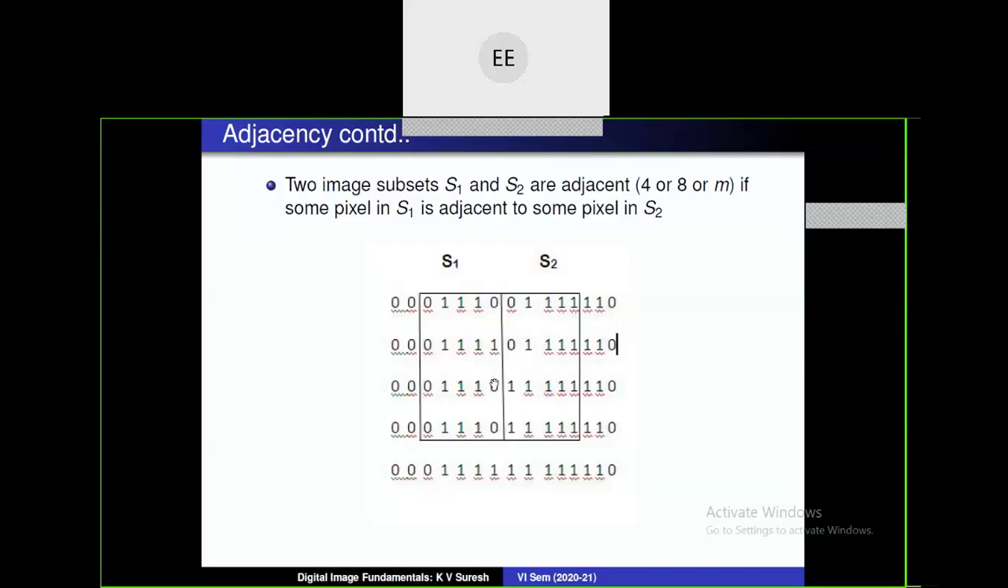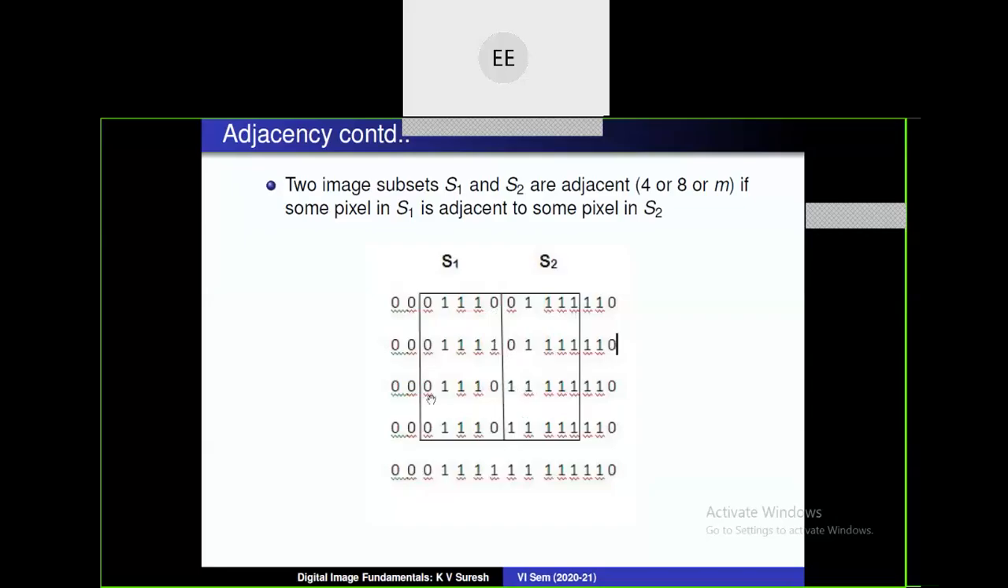I hope the point is clear because there is no pixel from the subset S1 which has a 4 connectivity with the pixels of subset S2. That is why they are not 4 connected, but they are 8 connected. Carefully observe this one and this one, they are 8 connected because both of them are from the set V, and also this is an 8 neighbor of this.